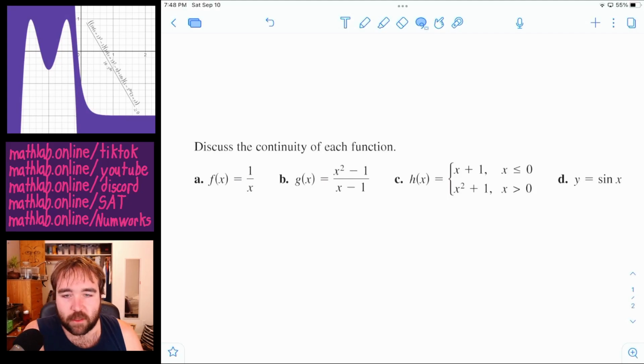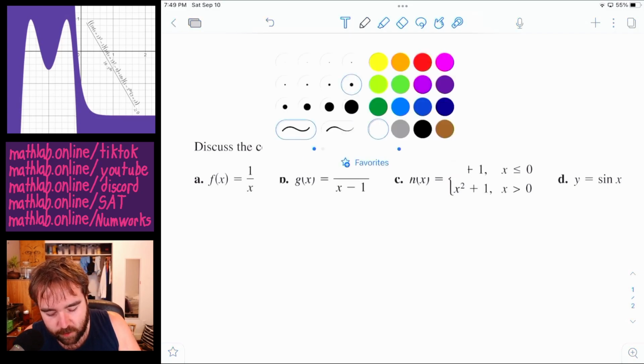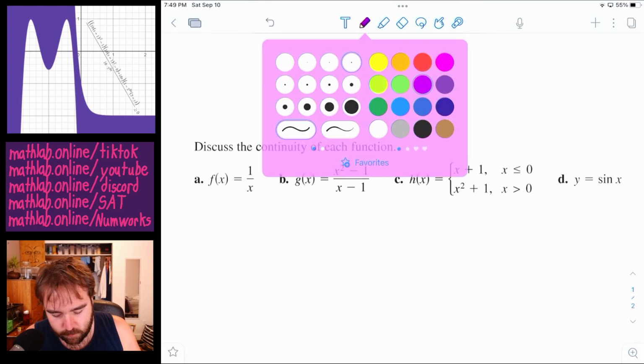So how do you do problems like this? Discuss the continuity of each function. So when you think back to domain that you did back in Algebra 2 and pre-calculus, that's exactly what this is, actually. So when is it going to be undefined for the first one?